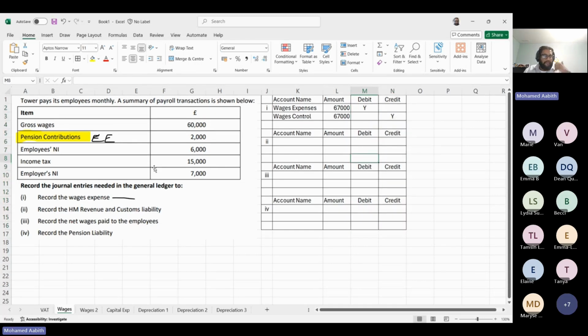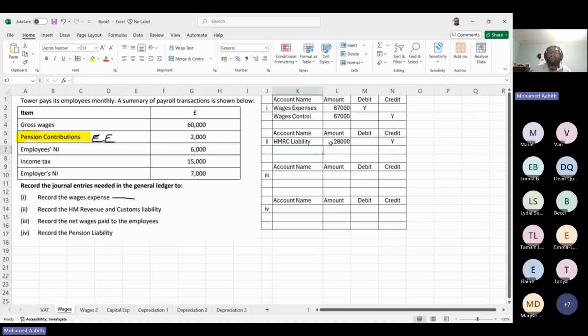Now, next one. We have to find out what is the total HM Revenue and Customs liability. So here I need to say HMRC liability, but how much is that for? Which of these amounts goes to HMRC? If I look at it here, all my national insurance and income tax both go to HMRC. So how much is that altogether here? 13,000 and 15,000 is 28,000 pounds. Is that going to be a debit or a credit? Think about it. The word itself says liability. It's a debt, so it's a liability, therefore it's a credit account.